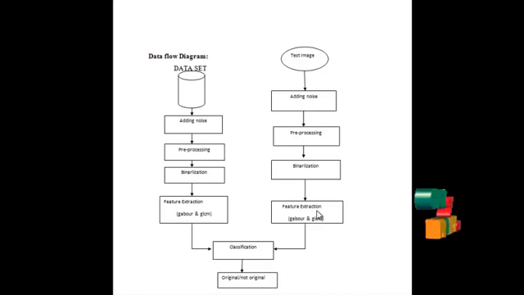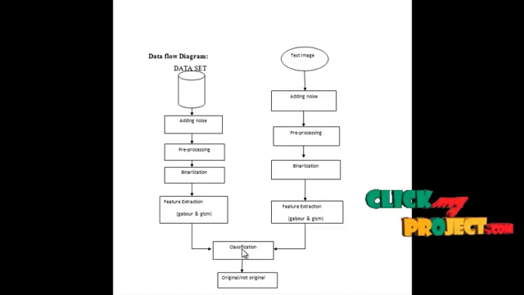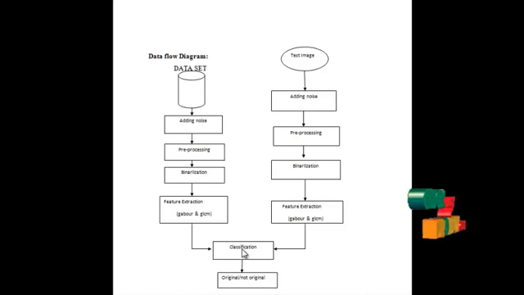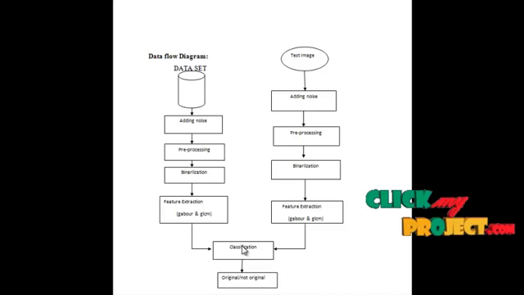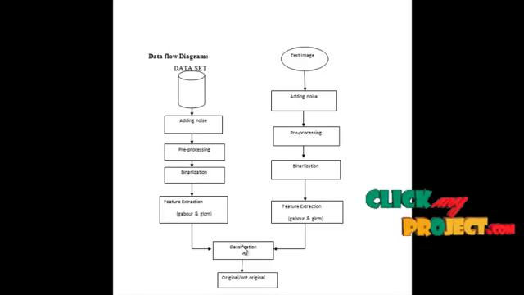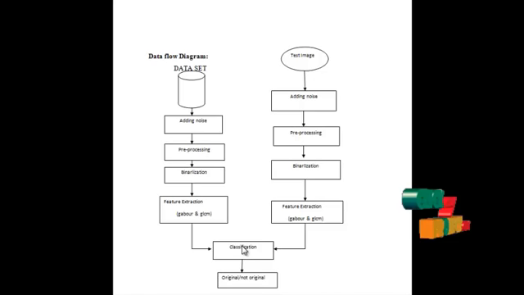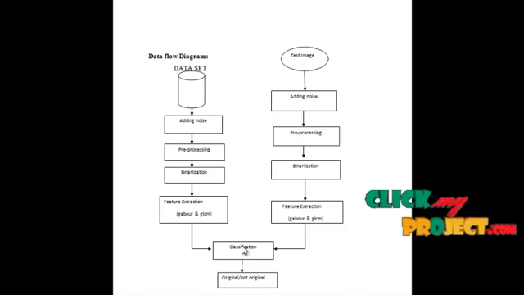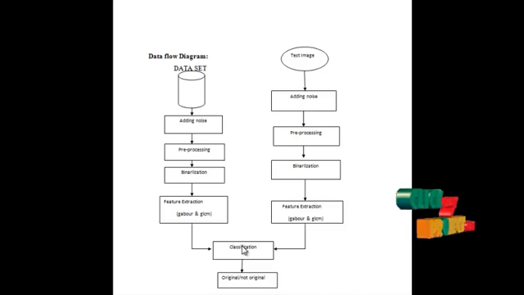The output is given to classification. The classification is represented by KNN classification. It is a non-parametric method used for classification and regression. In both cases, the input consists of the k closest training examples in the feature space. The output depends on whether KNN is used for classification or regression. In KNN classification, the output is a class membership.